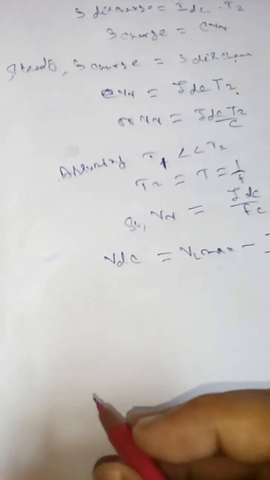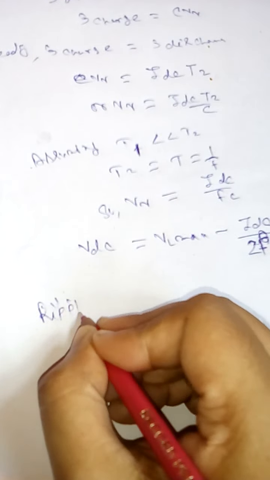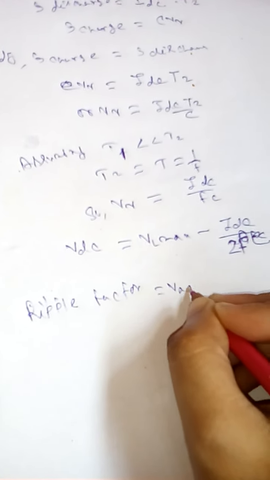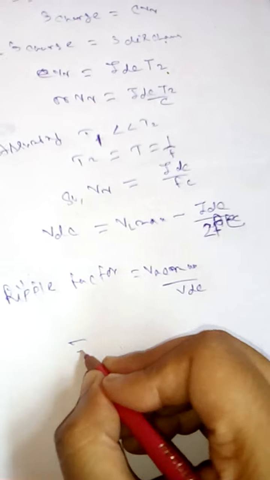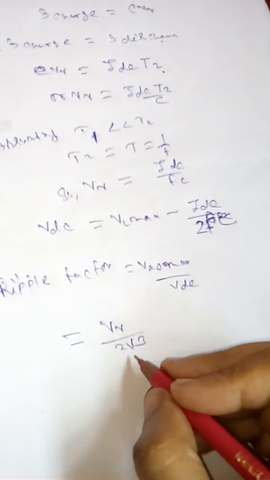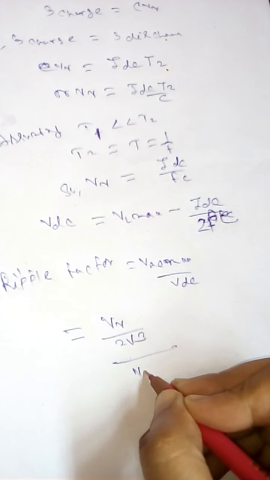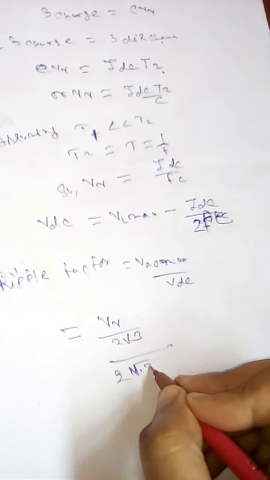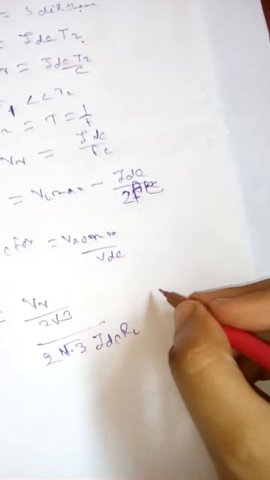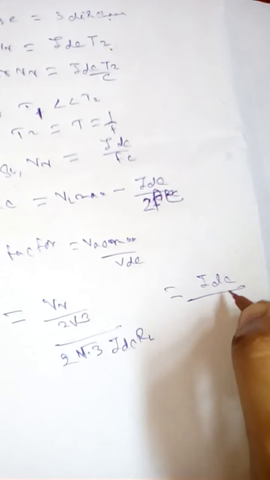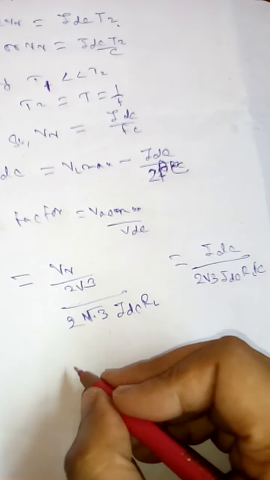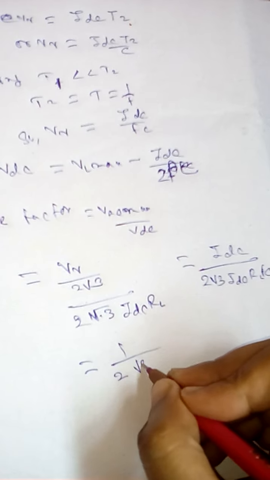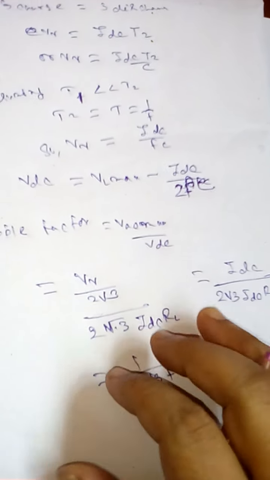Then for the ripple factor, we know the ripple factor is VAC by VDC, and VAC equals VR by 2 root 3, and VDC is VL max minus VR by 2, so we get IDC by 2 root 3 IDC RL FC, or we can simplify it as 1 by 2 root 3 FC RL. This is the simplified equation.